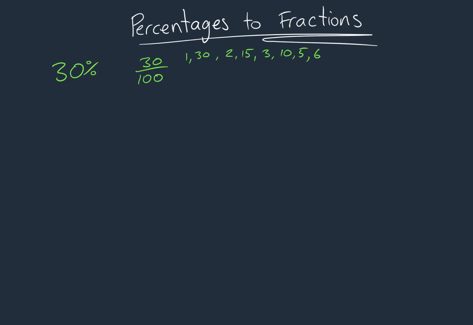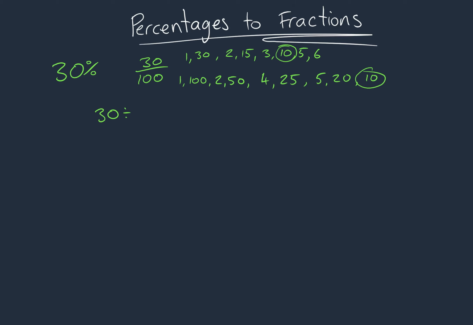Then I go down to my 100. So we've got 1 and 100, 2 and 50, 4 and 25, 5 and 20, and we have 10 times 10. So with those, I look for the highest common factor. When I go through those, 30 is the highest here, but I don't have 30 here. 15, so 10 is the highest common factor. So that's what I'm going to divide both of those lines by.